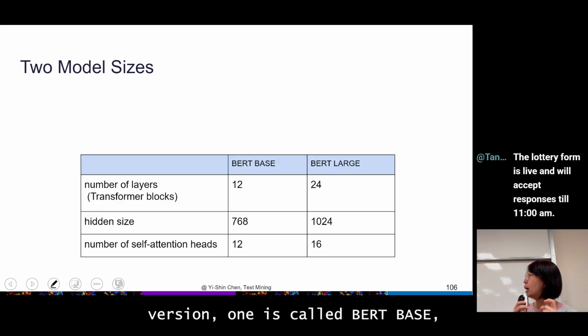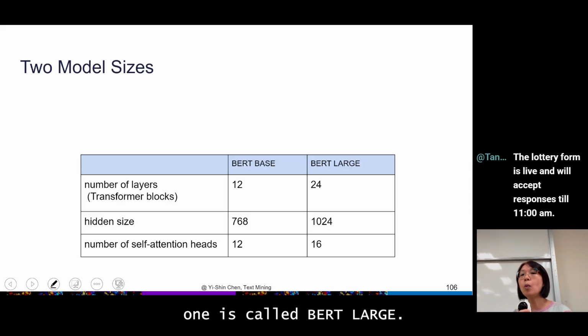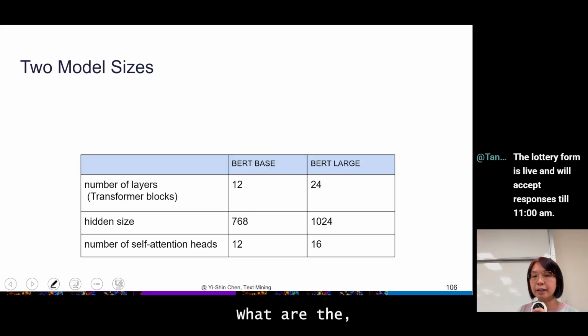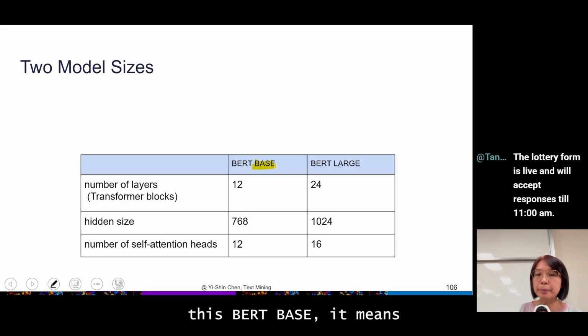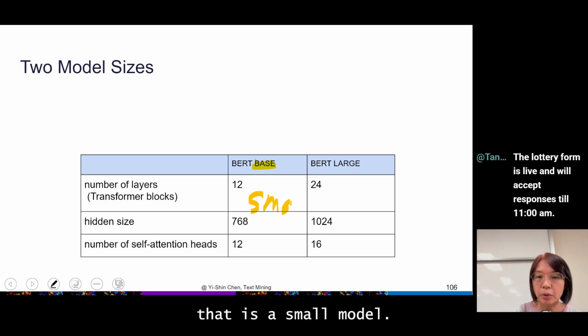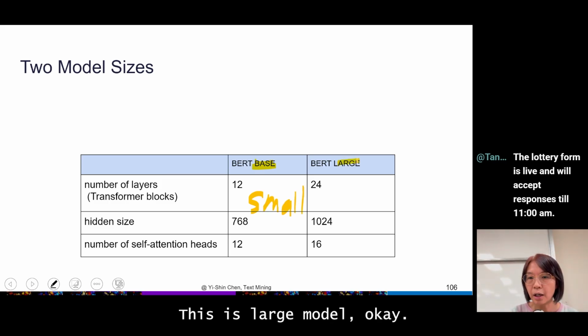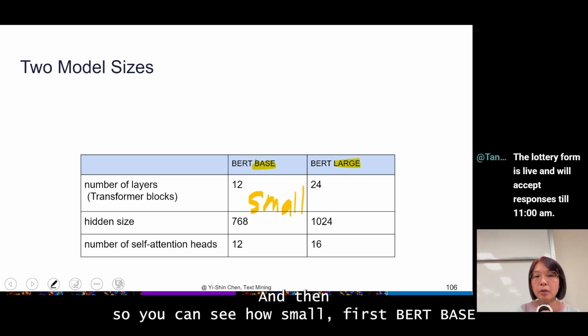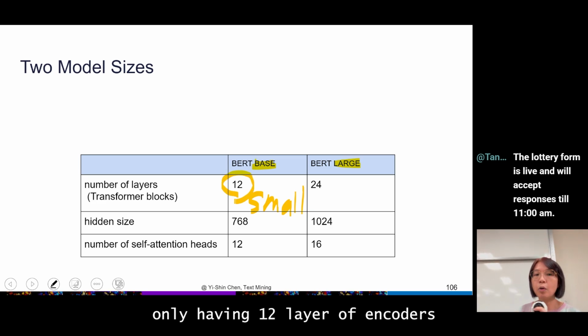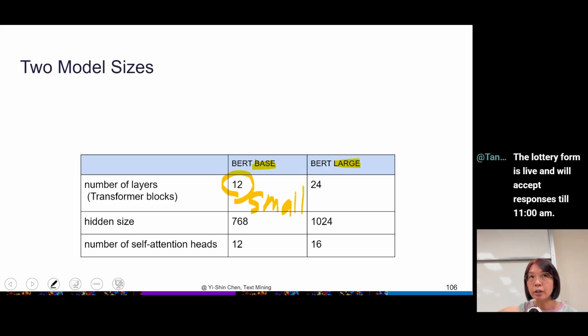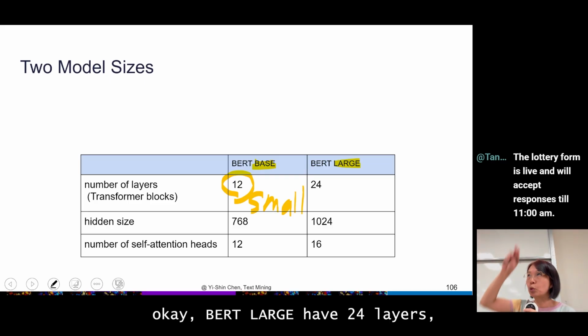But BERT actually has two different versions. One is called BERT base. One is called BERT large. What is BERT base? It means that it's a small model. Small. This is the large model. Okay, and so you can see how small. First, BERT base only has 12 layers of encoder. BERT large has 24 layers.